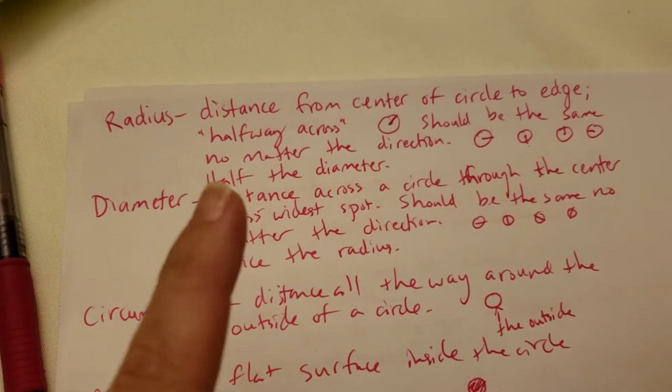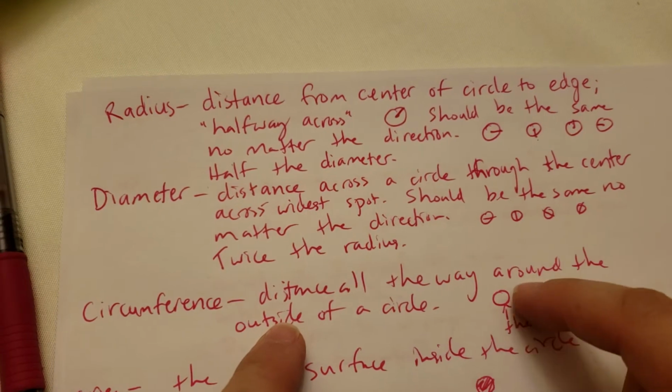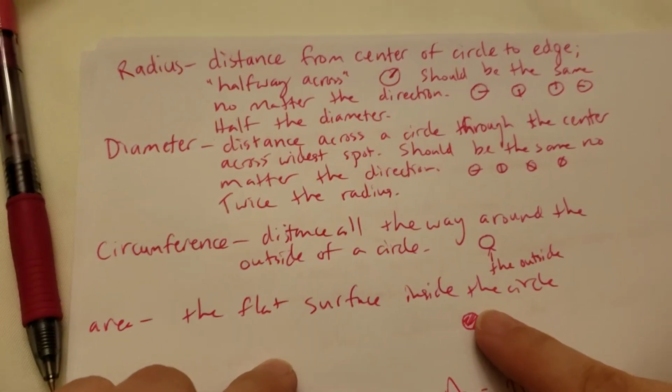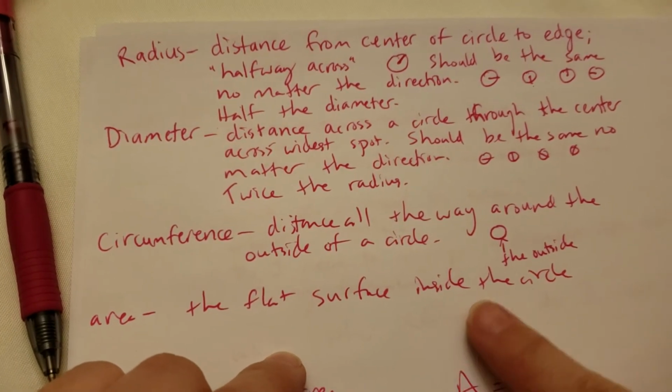Circumference. It's not a straight line, it's the distance all the way around the whole outside edge of the circle, so the outside. And area, of course, is a flat surface, like the inside part of the circle.